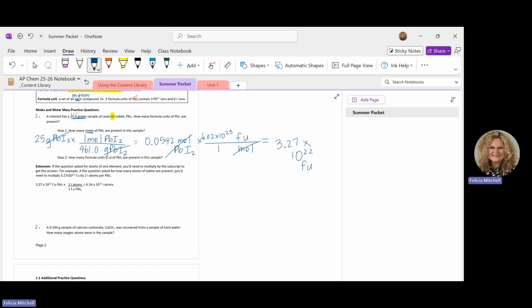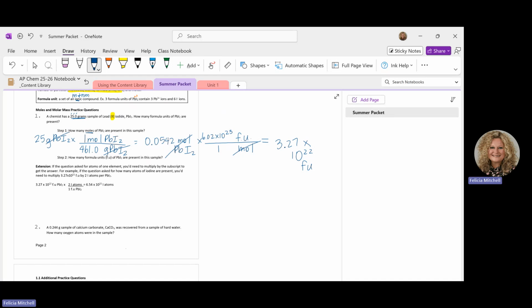Now it says if the question asks for atoms, they'll be multiplied by the subscript to get the answer. For example, if the question asked for how many atoms of iodine are present, then you would have to multiply that 3.27 times 10 to the 22 by 2. What they're saying is that you have this many, 3.27 times 10 to the 22nd, of the actual formula, but within each of those formula units you have a ratio of 1 to 2 of lead and iodine. So you'd have to multiply that by 2 to get how many iodines you had.